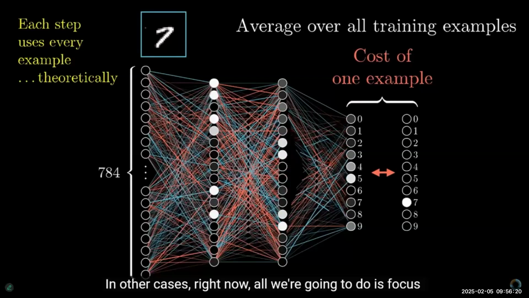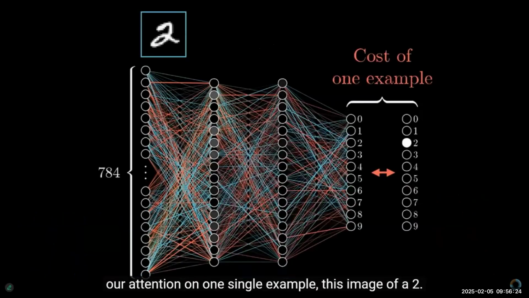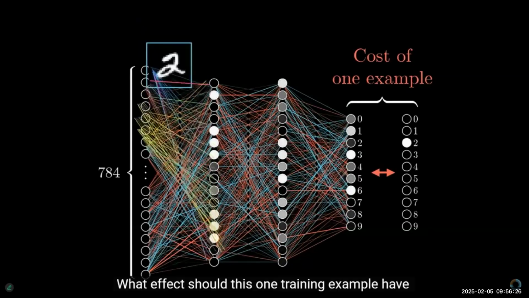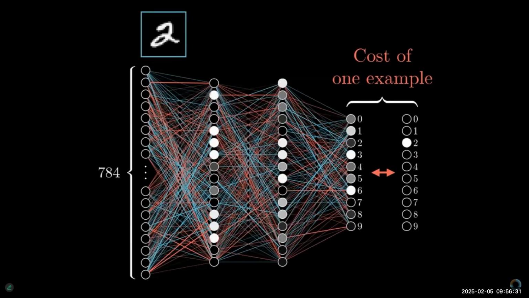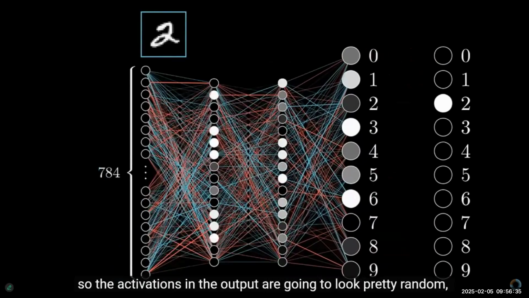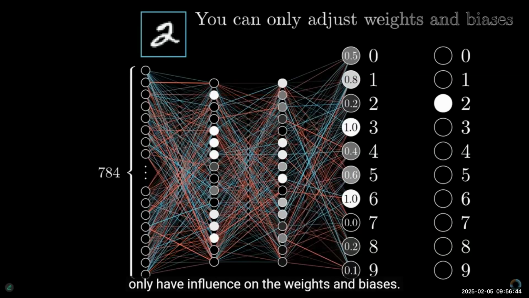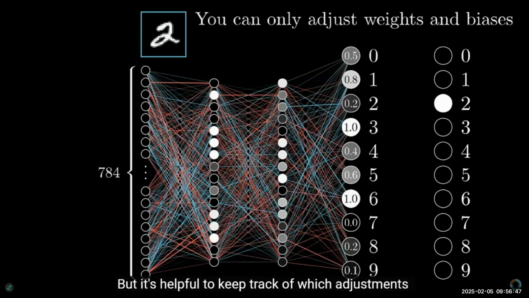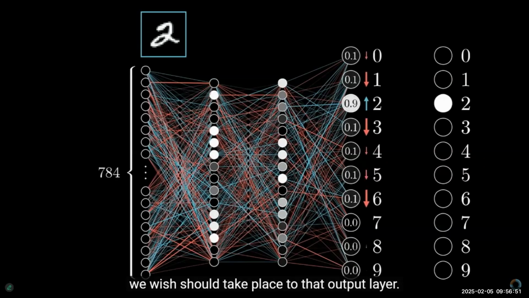In either case, right now, all we're going to do is focus our attention on one single example, this image of a 2. What effect should this one training example have on how the weights and biases get adjusted? Let's say we're at a point where the network is not well trained yet, so the activations in the output are going to look pretty random, maybe something like 0.5, 0.8, 0.2, on and on. Now we can't directly change those activations, we only have influence on the weights and biases, but it is helpful to keep track of which adjustments we wish should take place to that output layer.